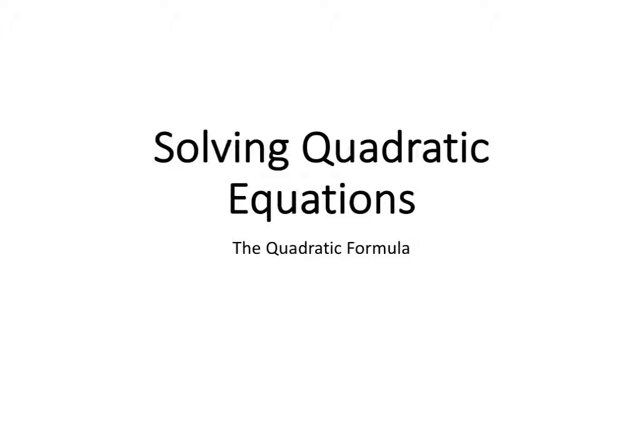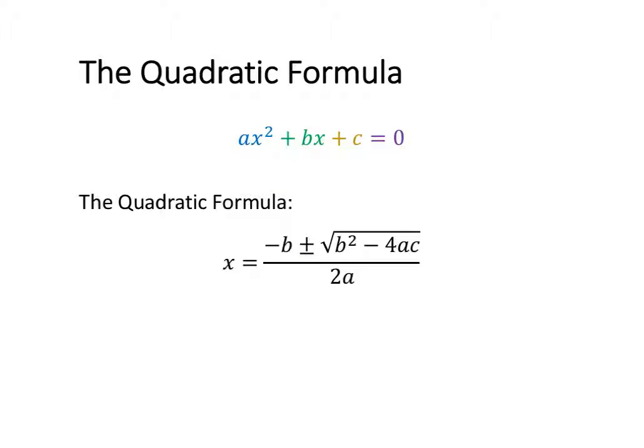In this video, we're going to have a look at how to resolve quadratic equations using the quadratic formula. So when we've got an equation in the form of ax squared plus bx plus c is equal to 0, we can use the quadratic formula. Now the quadratic formula is x is equal to negative b plus or minus the square root of b squared minus 4ac, and then that is divided by 2a.